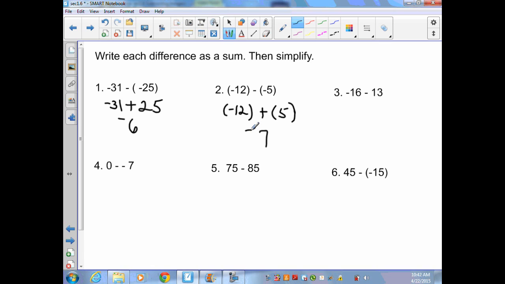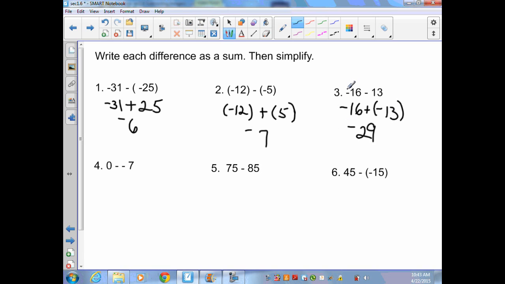Number 3. I'm not multiplying or dividing these two numbers. Essentially, that's a negative 16 and a negative 13. So I can write that as a negative 16 plus a negative 13. Now I know that these are the same sign. Since they're the same sign, I can combine them. 16 plus 13 is going to give me 29. Same sign combined, use the sign.